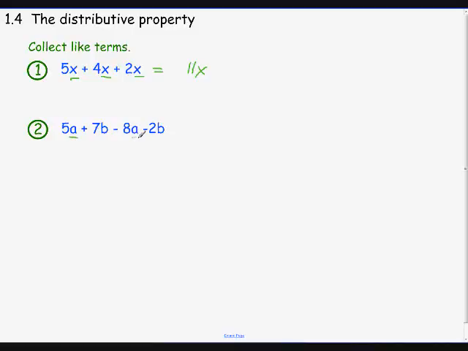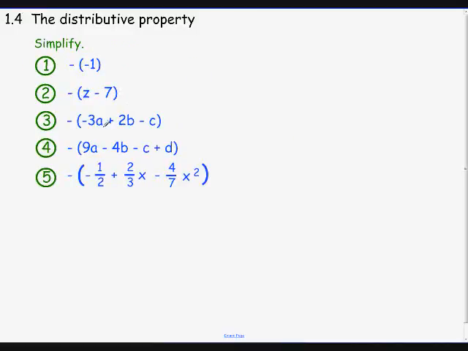A and A, I have these two that match. And B, B. Those two match. Same variable with the same exponents, 1 and 1. Same variable, same exponent. So let's combine these two. I get, right? We are cruising. Now we're going to use the distributive property to simplify.